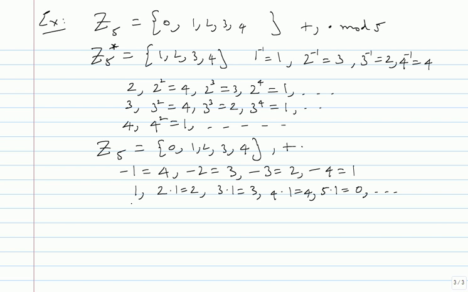Okay, so suppose you want to do this with 2. 2 times 2 would be 4. 3 times 2 would be 1. Am I right? 4 times 2 would be 3, 5 times 2 would be 0. Okay, and then once you get to the identity, you keep repeating. Is that clear? So you can do this for addition also. So these are examples.